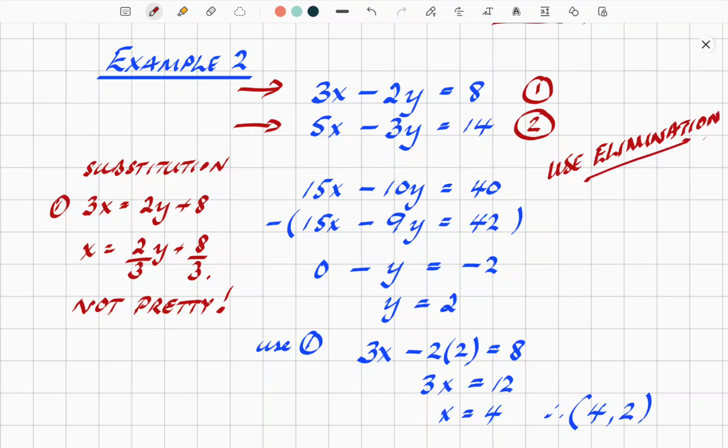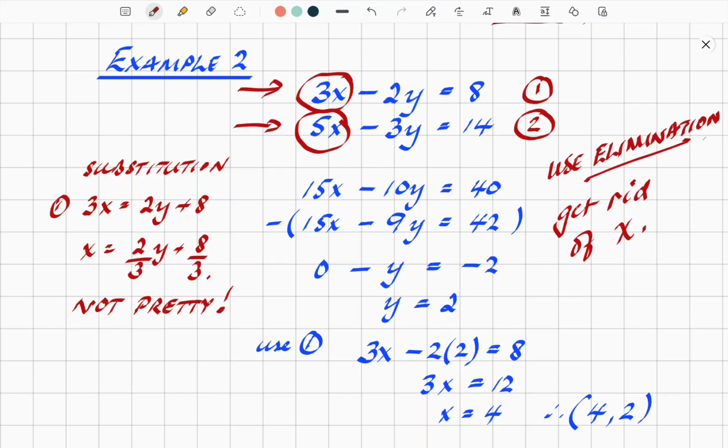And for two linear equations, whatever the coefficients of the x's and y's are, it doesn't matter. The elimination method is probably the best way to do it. All right. Now, in this particular case, I'm going to choose to get rid of x. I've got a 3x there, and I've got a 5x there, and I want to make them the same.